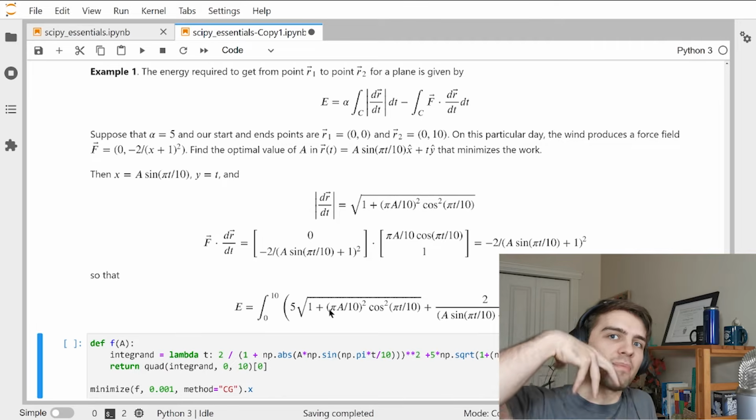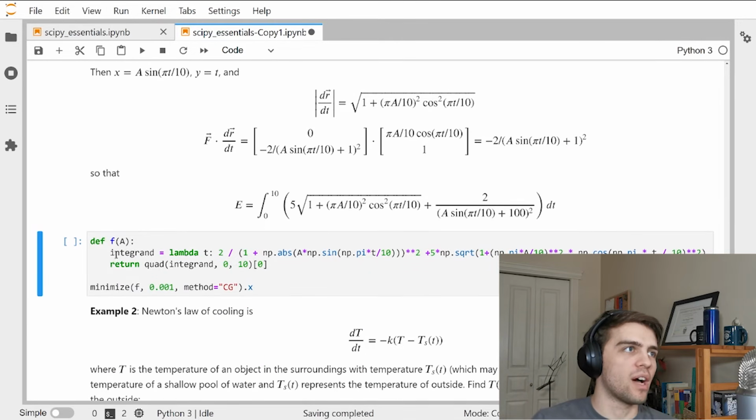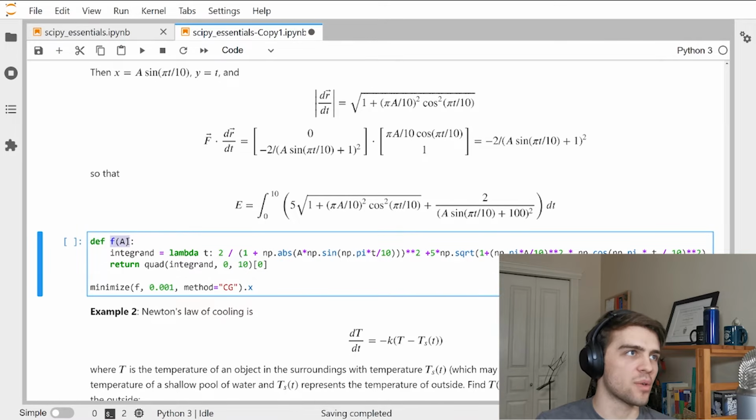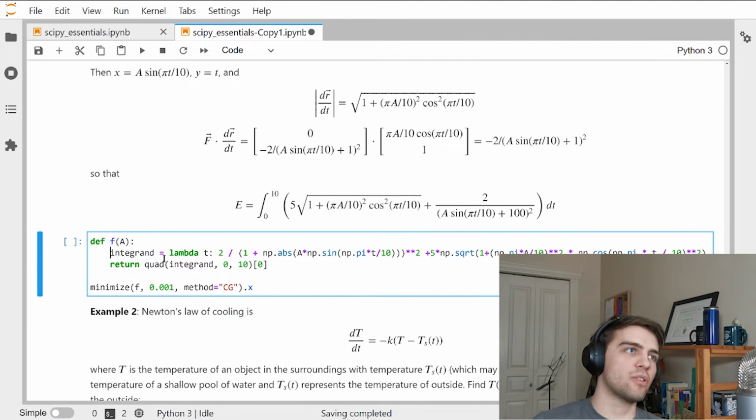So here we need to combine both integration and optimization. First of all, I have my function f as a function of a. So f is going to take in a, and it will return how much energy the plane uses. And so this is the energy here. The integrand is everything in here, there's nothing too confusing there. And it returns the integral of the integrand from 0 to 10 dt. That's how much energy the plane uses. So the first step is that I define a function, takes an a, it does this big complicated integral, and it returns the value of the integral.